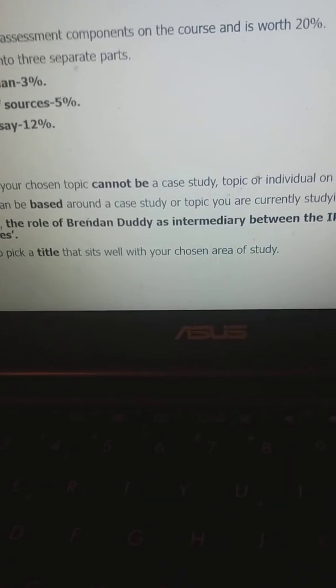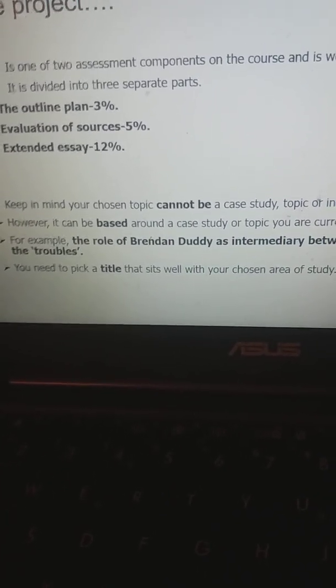If you were to look at a topic which we don't have on our course this year, the role of Duddy as an intermediary or mediator between the IRA and British state. Or you could even look at von Stauffenberg's resistance against Hitler and the Nazi Party. In any case, you need a title that really fits your chosen topic. So going back to von Stauffenberg, if you chose to do this and of course it's your choice, you might have a title to say von Stauffenberg's Rise and Fall.